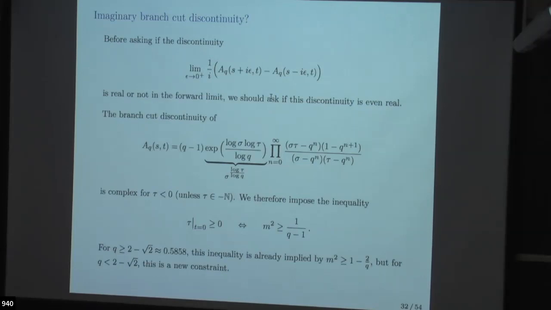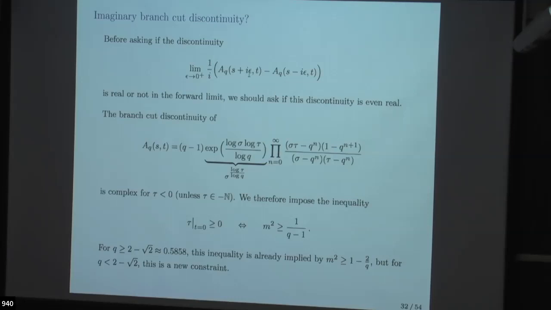And so now we can start looking at the branch cut discontinuity. But even before asking if we have positivity or not, we should ask, are we even dealing with something that's real? The issue is you can run into trouble if you're overlapping between the two branch cuts. So if both sigma and tau are negative, then the branch cut discontinuity actually becomes complex. In principle, this is an issue we should think about, even if everything else came out positive: what it means that we have regimes where these branch cuts overlap.